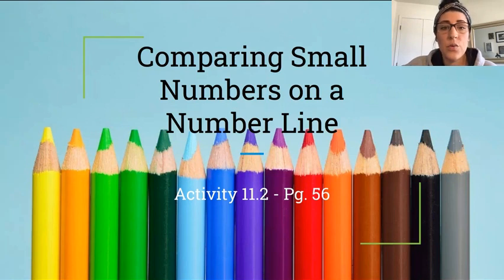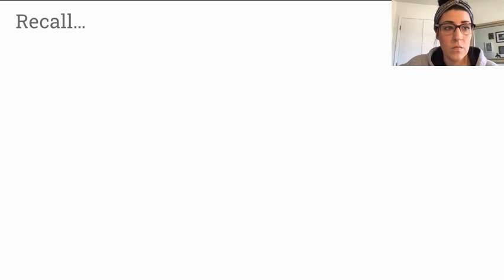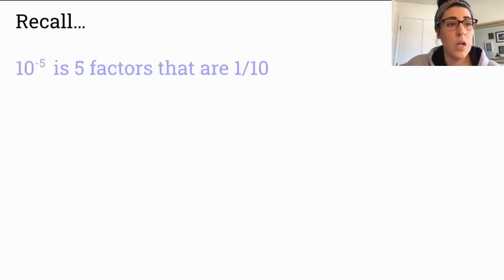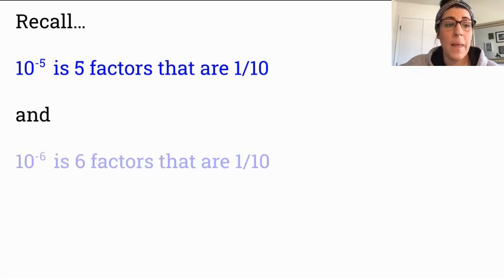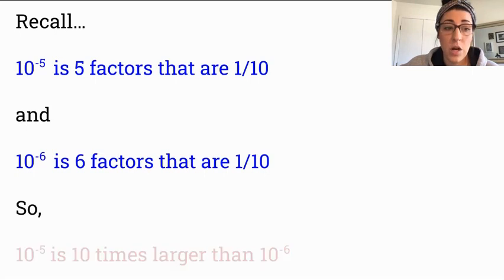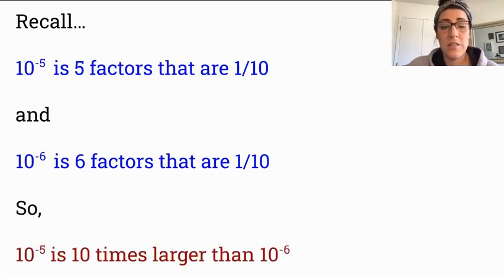In activity 2, we'll be comparing small numbers on a number line. Here's some things to first recall. 10 to the -5th is 5 factors that are 1/10. And 10 to the -6 is 6 factors that are 1/10. So 10 to the -5th is 10 times larger than 10 to the -6. And you can kind of see how that relates to the number line that we just looked at.